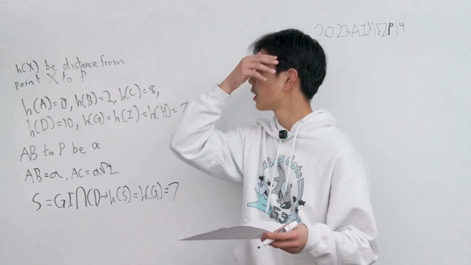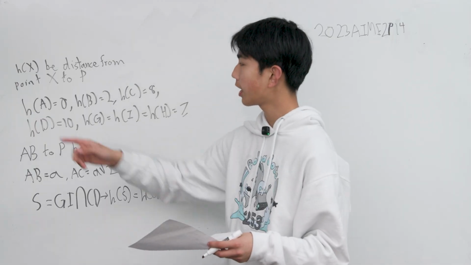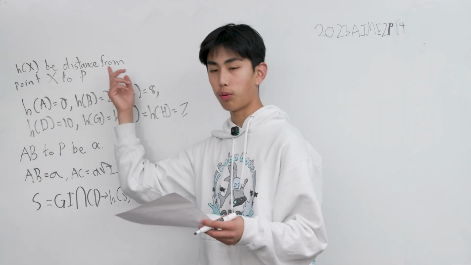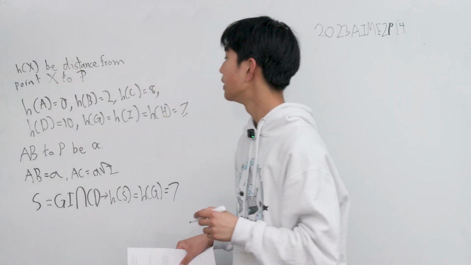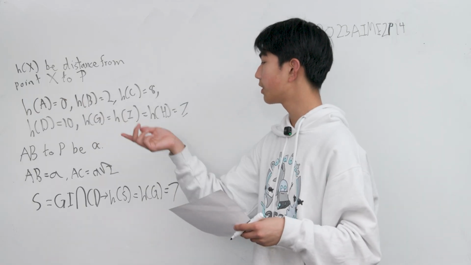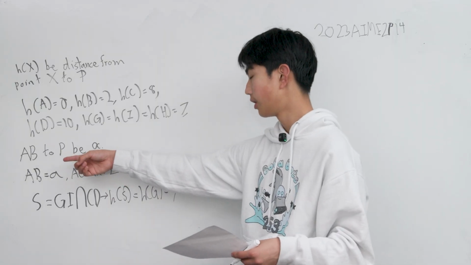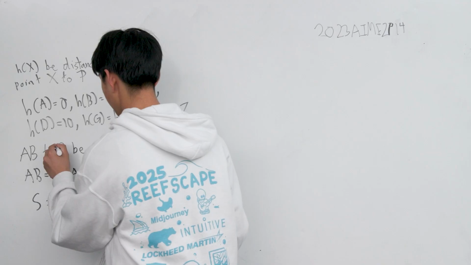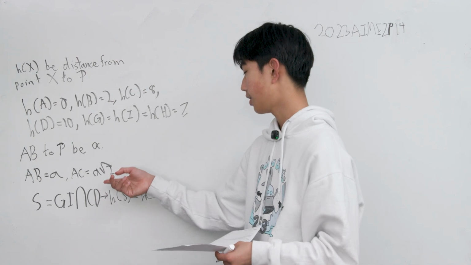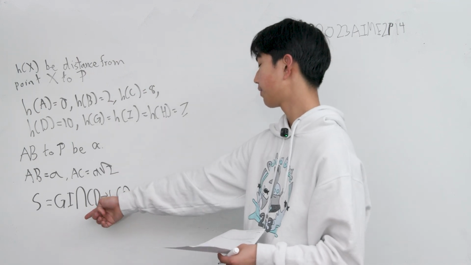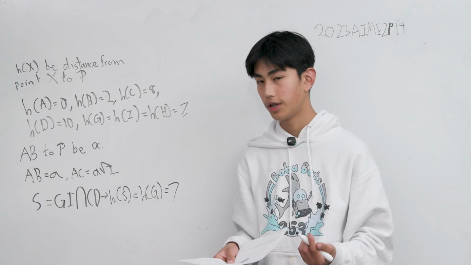Now, for this problem, all these points are given as this many meters above plane P. However, we can convert that into a more easily readable form. So we let h of x be the distance from point x to plane P. Then we have all these values listed out, and we can let the angle between AB and plane P be alpha, and then AB is a, AC is therefore a root 2, and then we have this property that gives us h of S is equal to h of G is 7.